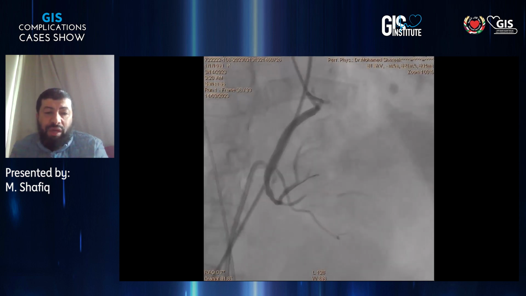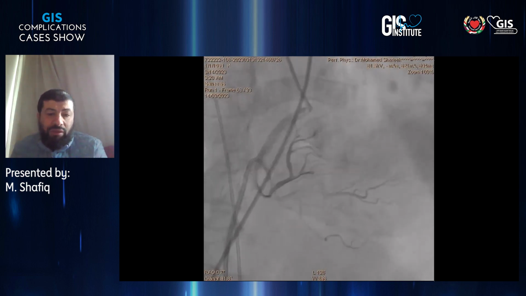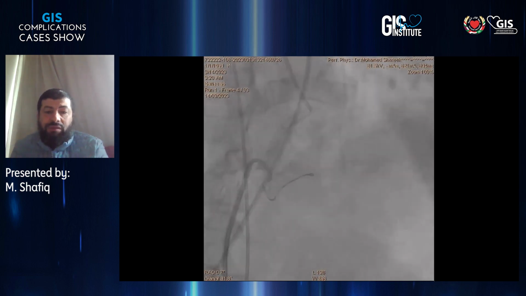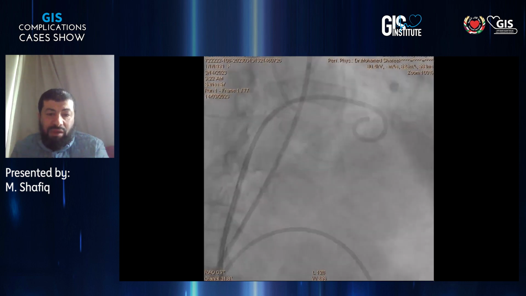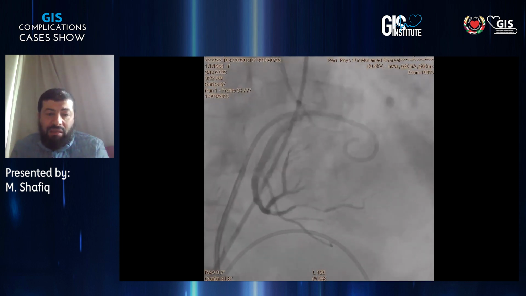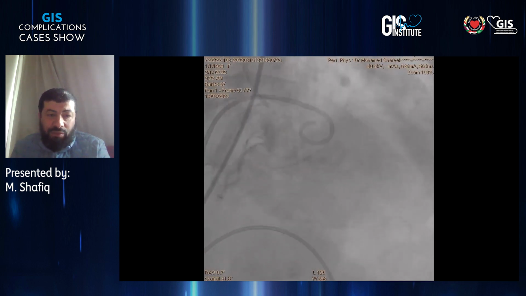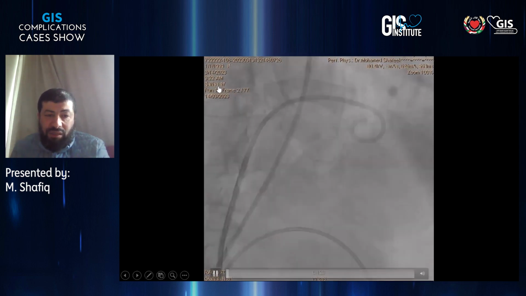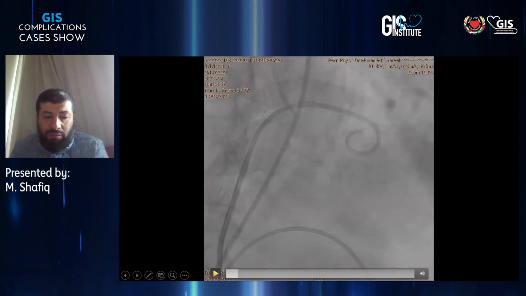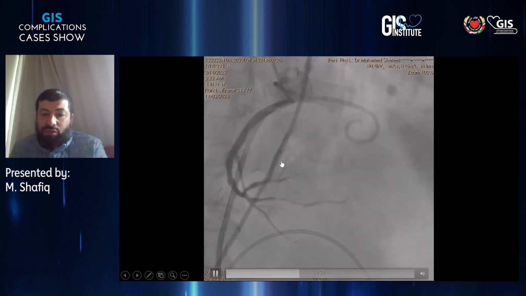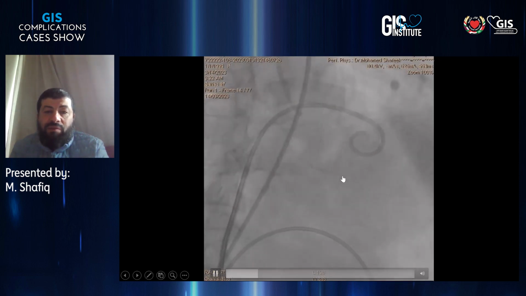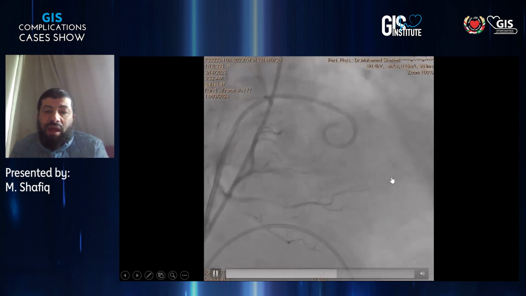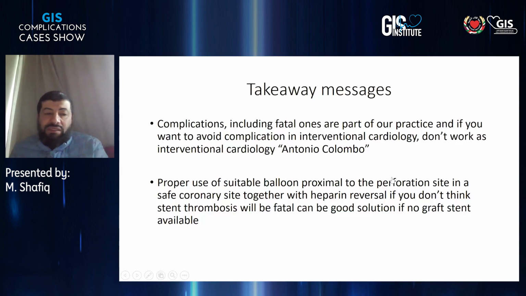I didn't go for full heparin reversal. I gave only 1 ampoule of protamine sulfate because we had passed more than 1 hour for this. And this is the final angio after reversal. This is the final angio, thanks God. We don't have any perforations again, and the pigtail is still there.